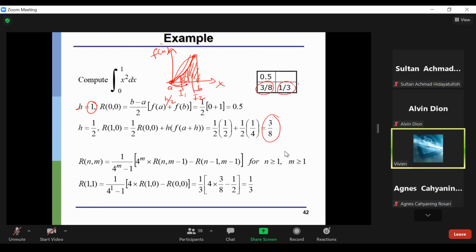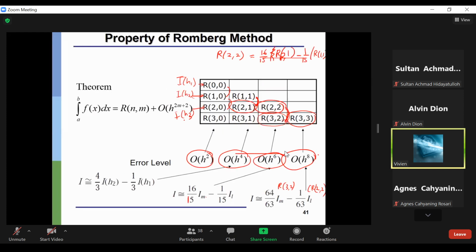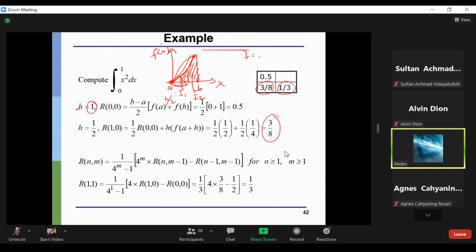So how do we calculate this one? The new area here, again, we look at the equation, will be 4/3 of I with more segments minus 1/3 of I with fewer segments. So we continue here, we see that it will be 4/3 of the value which has more segments. So the integration area with more segments is this one, minus 1/3 of the integration area with fewer segments.